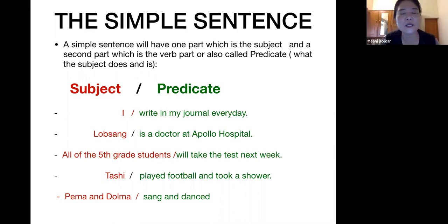Okay, in the same way, Lobsang is a doctor at Apollo Hospital. The subject is Lobsang, very clear. Subject is Lobsang, is a doctor at Apollo Hospital.